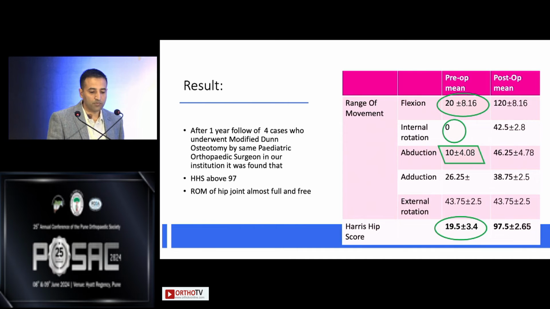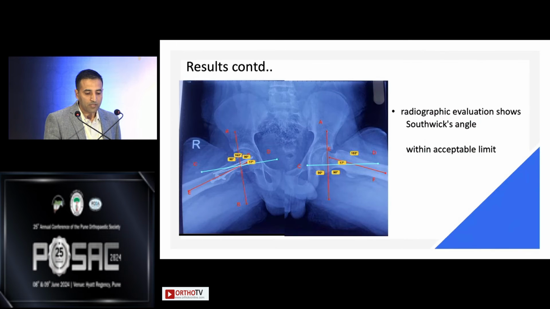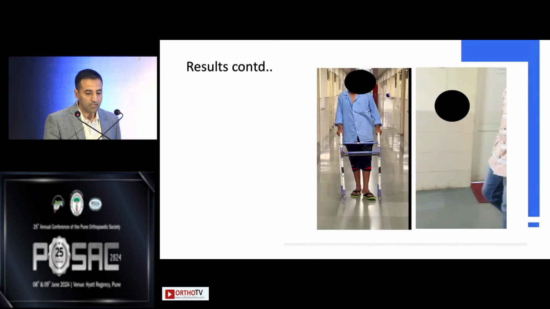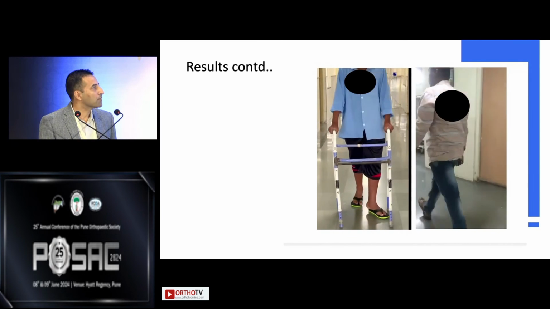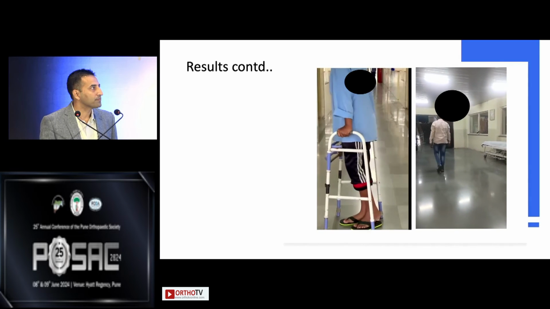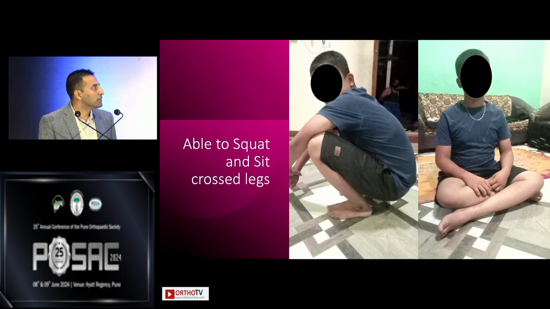Results: after 1 year follow-up for the 4 cases who underwent modified Dunn osteotomy, we evaluated them by RUSH scores, which were above 97. Range of movement was almost within normal limits after 1 year. Post-op evaluation with the Southwick angle was within the acceptable limit. Patients' functional status was almost normal compared to pre-op status. They were able to squat and sit cross-legged.